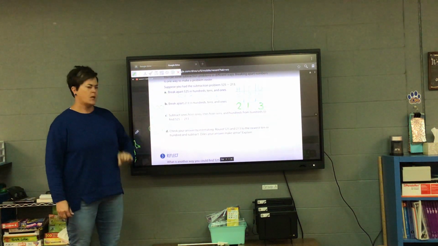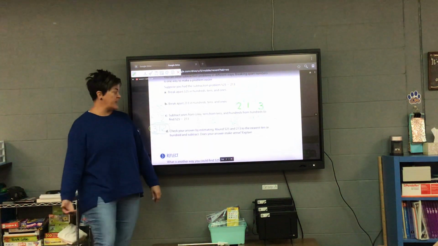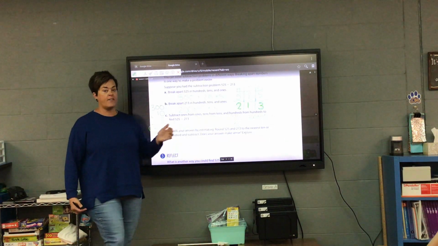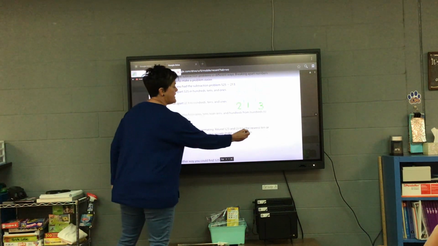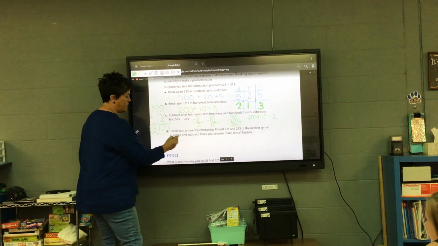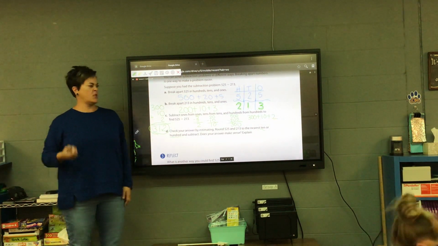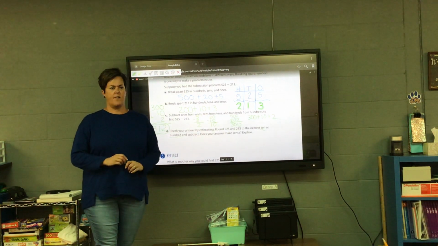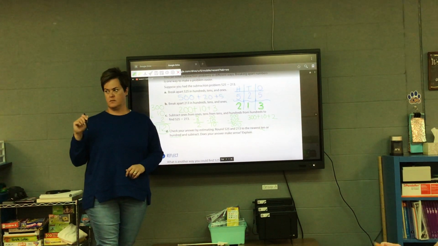All right, we have to check our answer by estimating. And estimating means to round 525 and 213 to the nearest 10 or 100 and subtract. Which way should we round it to? The nearest 10 or the nearest 100? The nearest 100. I think I heard more hundreds.